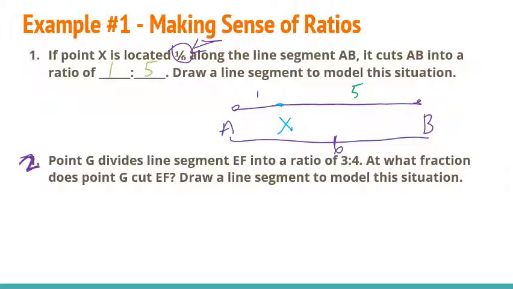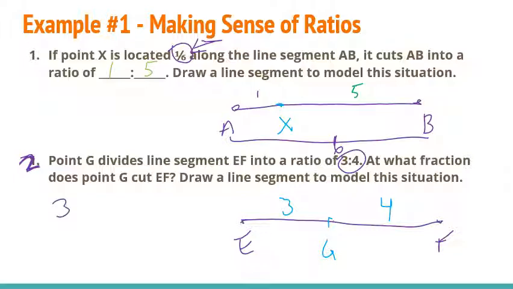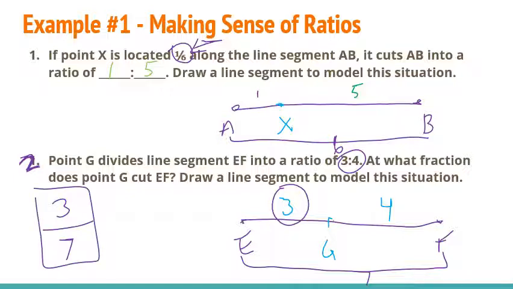Okay, similarly, this next one is almost the reverse. Point G divides line segment EF into the ratio of 3 to 4. So here, they gave you the ratio. Instead of giving you the fraction, they want us to find the fraction. So here's EF, and G is making a cut of 3 to 4. That means this is 3, this is 4, right? Because that's the ratio. So what's the fraction? Well, the fraction is going to be this first distance, 3, out of the total, which is 7, 3 plus 4. So that would be the fraction for a ratio of 3 to 4.